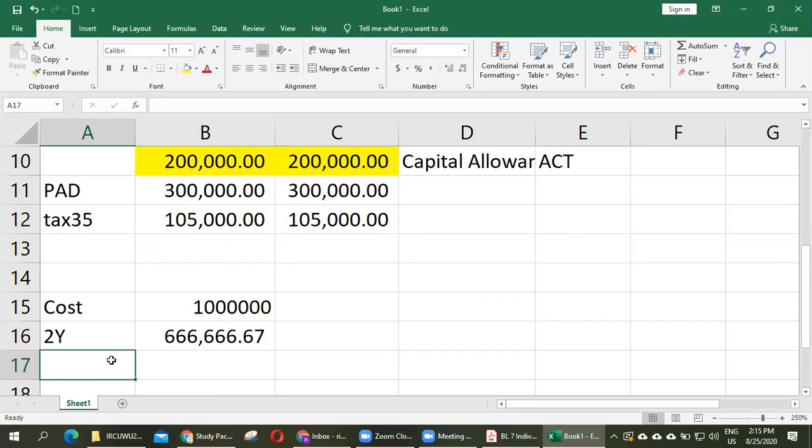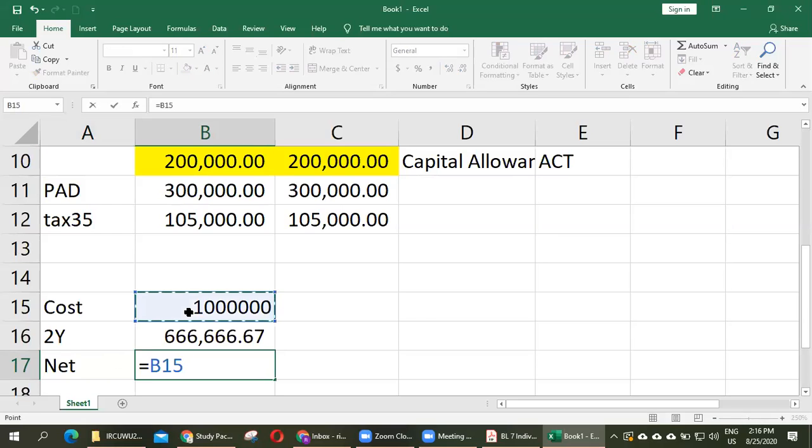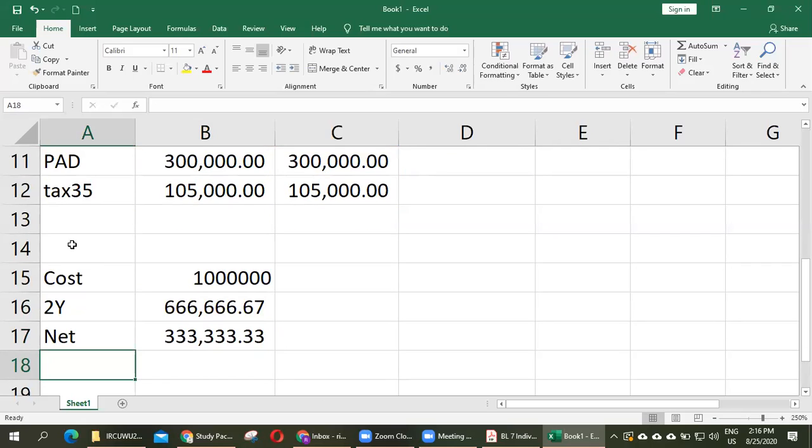And then how much net assets? No, net assets. What do you call net value? How much minus this value, right?